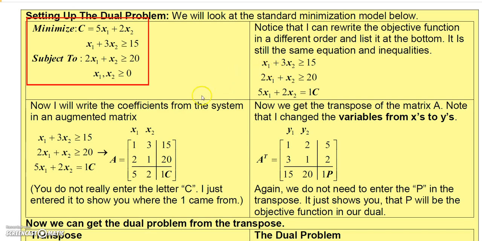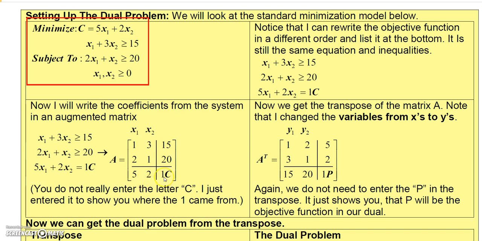Now, what I can do here is write what's called the coefficient matrix. So I just copy the coefficients of these. The coefficients of the first inequality would be 1x1 and 3x2. So the coefficients here are 1 and 3, and then the constant here is 15. And then the second inequality, I get 2 and 1, and then the constant is 20. So I'll put 2, 1, 20 there. And then the objective function, the coefficients are 5 and 2. So I'll put 5 and 2 there.